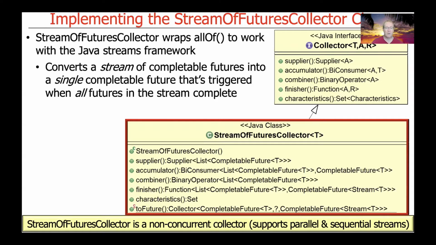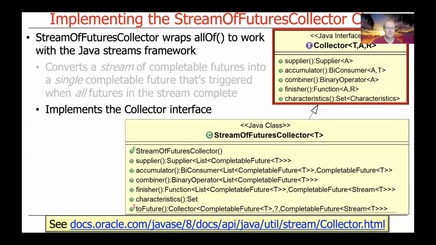So the StreamOfFuturesCollector will convert a stream of completable futures into a single completable future that's going to be triggered when all the completable futures in the stream complete. And StreamOfFuturesCollector is a non-concurrent collector which can be used with both parallel and sequential streams. But as we'll see later when we talk about evaluating all this stuff, it's probably overkill to combine parallel streams and completable futures. That's actually too concurrent, if you can believe that.